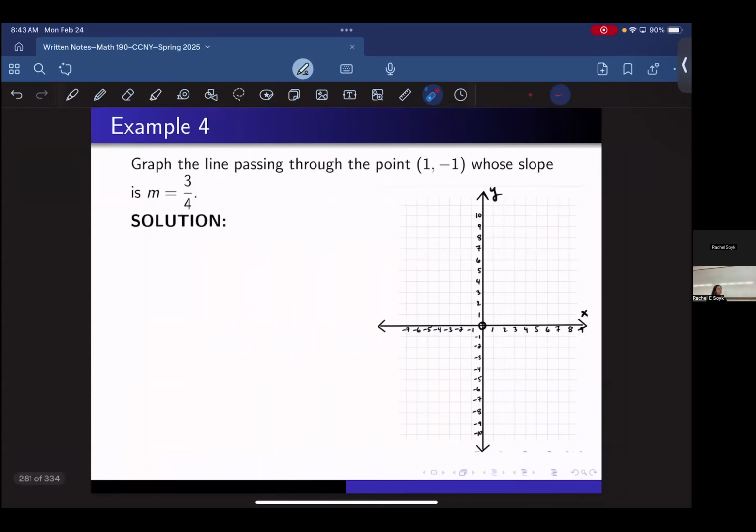So let's test it out with this example 4. We have: graph the line passing through this point. They give us a point, and what do you know? They also give us the slope. So what are we using? Our point slope formula. y minus y1 is equal to m in parentheses x minus x1.